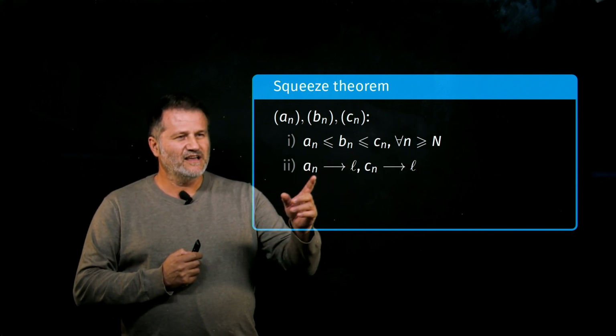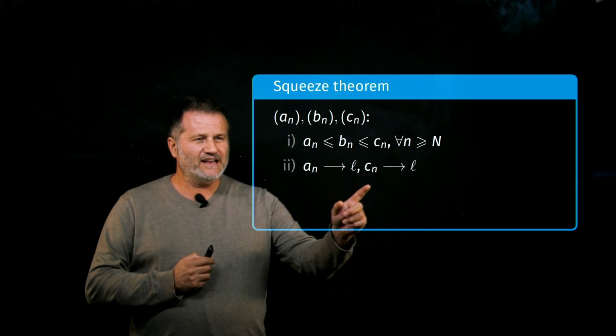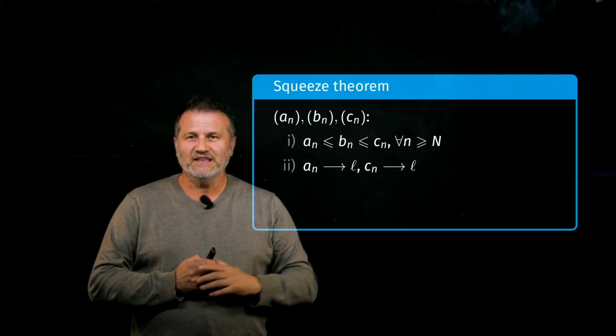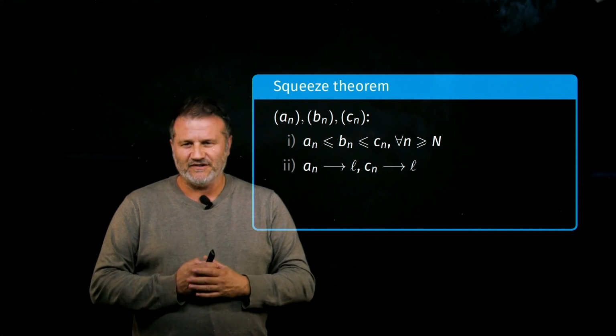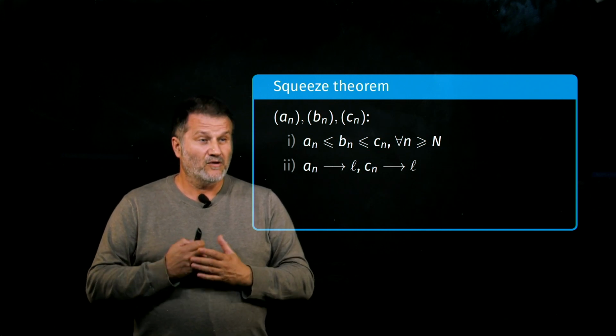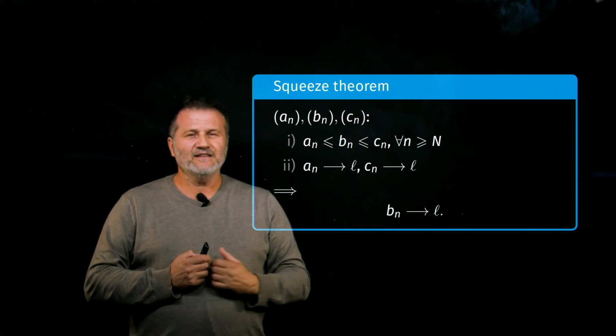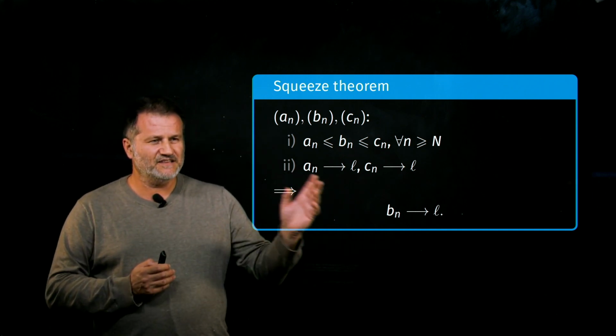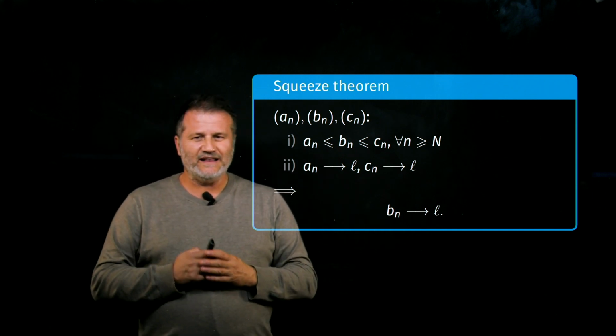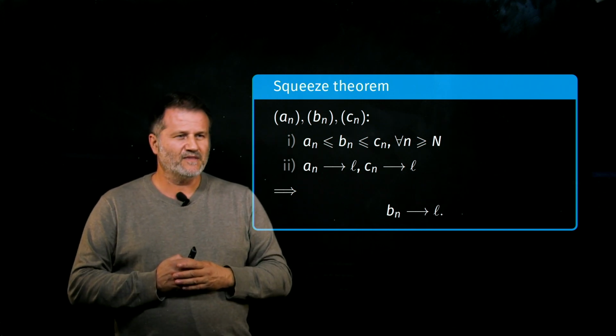And second, assume that both a_n and c_n have the same limit L. It is not important if L is finite or not. Then, also b_n will have a limit, and it will have the same limit as a_n and c_n. That is, b_n goes to L when n goes to plus infinity.